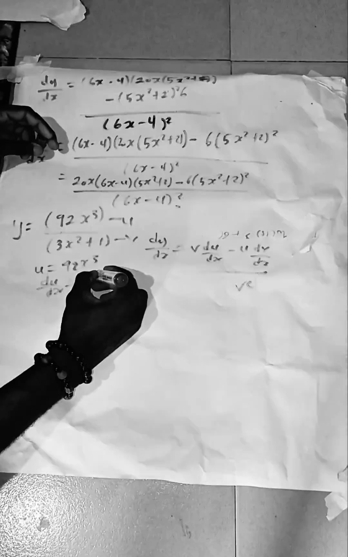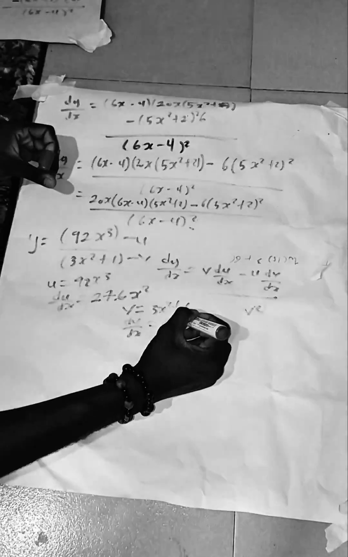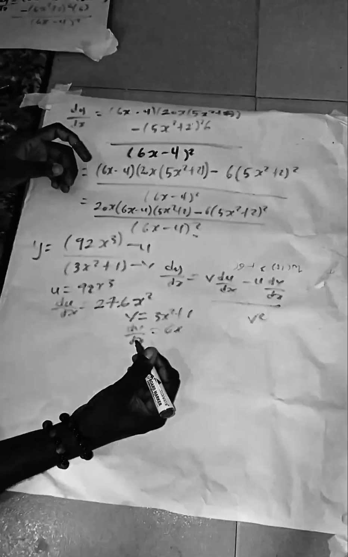So let's differentiate the top and bottom. Since our u is equal to 92x cubed, our du by dx is going to be 3 times 92, that's 3 times 90, 270, 3 times 2, 6, so that's 276x squared. So that's our du by dx. And if our v is equal to 3x squared plus 1, our dv by dx is going to be 6x, plus the derivative of any constant is 0. So let's plug these values back into our formula.